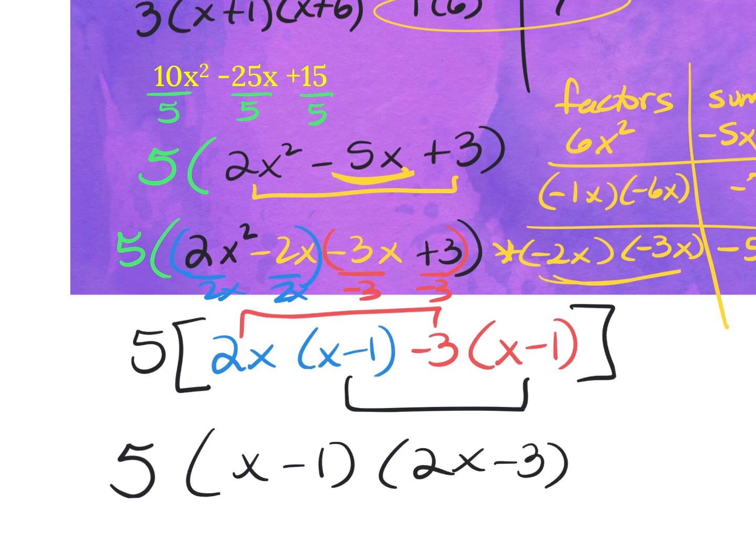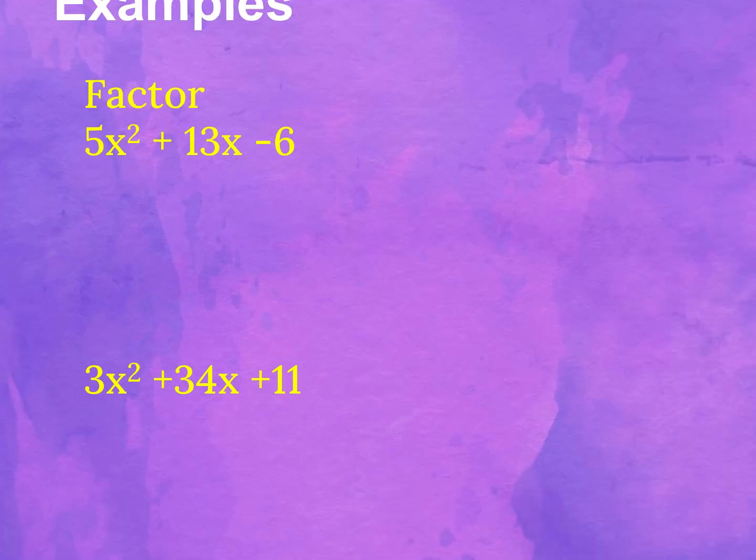Again, if you have time, you should always FOIL the binomials that you get. And if it had a GCF, distribute that GCF back in.